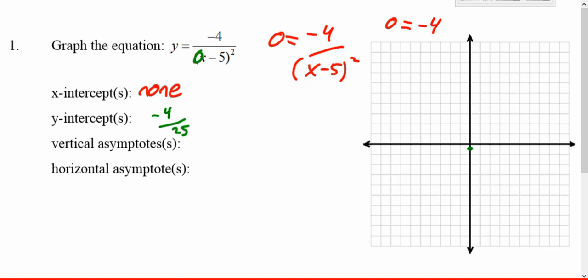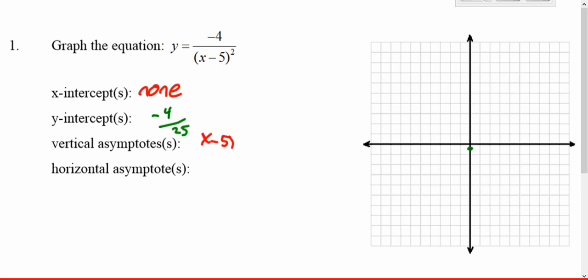For the vertical asymptotes, you set the denominator equal to 0. So you take (x minus 5) squared, set it equal to 0, and you get x equal, square root both sides, add the 5, you get x equals 5, is your vertical asymptote.